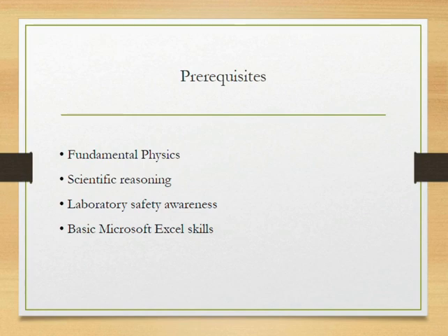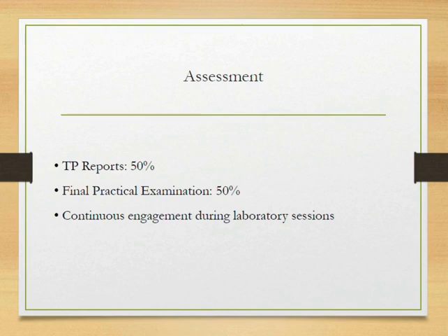When it comes to the prerequisites, the students should all have some fundamental physics background, scientific reasoning, laboratory safety awareness, and of course basic Microsoft Excel skills, which will help in the making of the reports. This TP will be assessed by TP reports and a final practical examination, 50% 50%, with continuous engagement during laboratory sessions, which will have some impact on the TP report grade at the end.